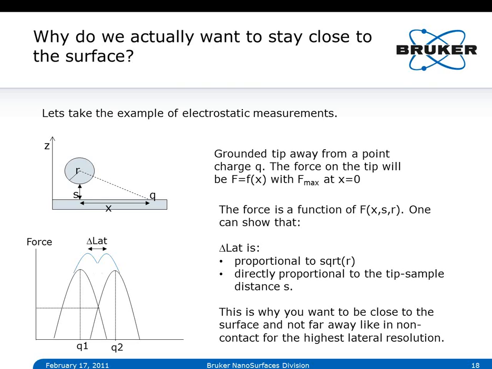That brings us to the point of why we actually want to stay close to the surface, as I mentioned earlier. Let's take a very simple example of electrostatic measurements. We can take a grounded tip away from a point charge Q, as shown on the left, where we see Z plotted against distance. We see the tip of radius R a distance S away from a surface, and at a distance X we see a point charge Q. It's rather obvious that the force on the tip will be a function of that distance X, with the maximum being at X0, right over the point charge.